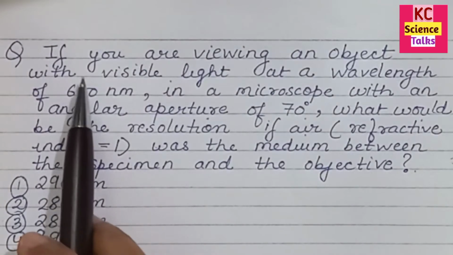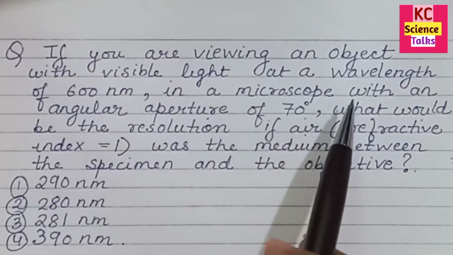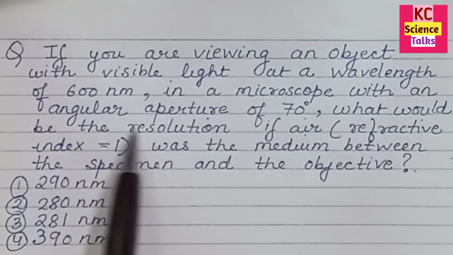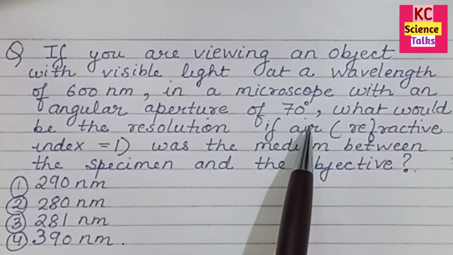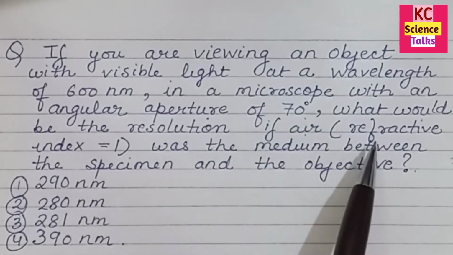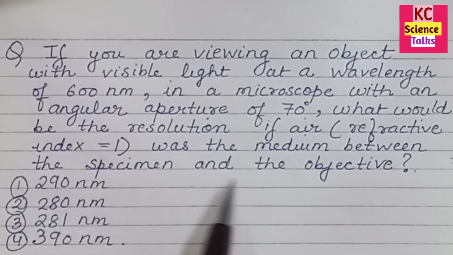So the question is, if you are viewing an object with visible light at a wavelength of 600 nanometer in a microscope with an angular aperture of 70 degrees, what would be the resolution if air of refractive index 1 was the medium between the specimen and the objective? And these are the options.